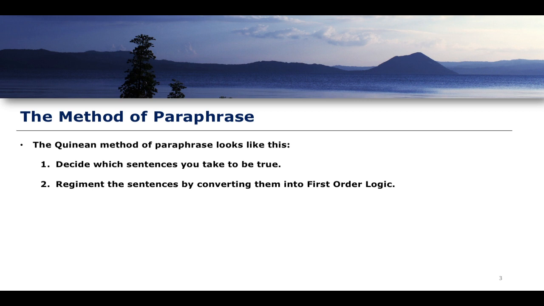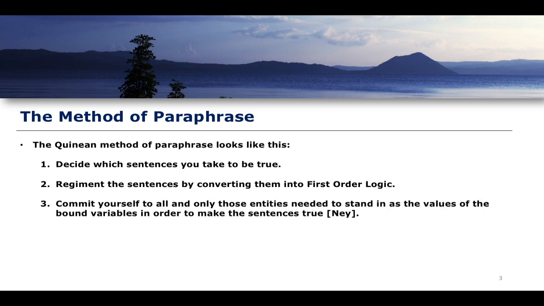Part two is to then regiment those sentences by converting them into first-order logic, and by doing so you have dealt with this issue of regimentation. And then the third part is to commit yourself to all and only those entities needed to stand in as the values of the bound variables in order to make those sentences true. These three points are exemplified and elucidated specifically by Alyssa Ney's textbook. So fundamentally, what does this third point mean?